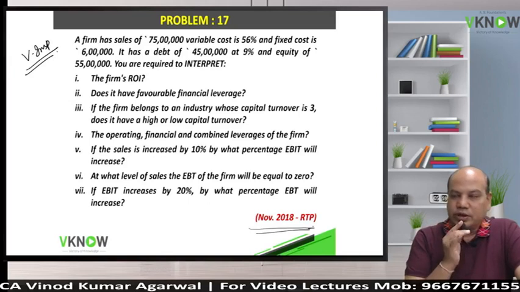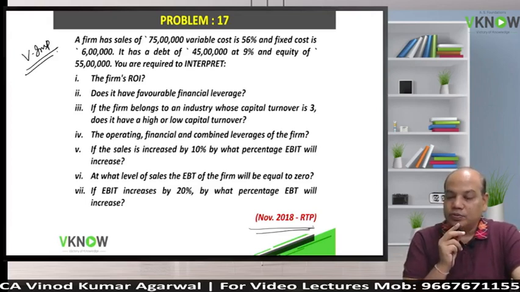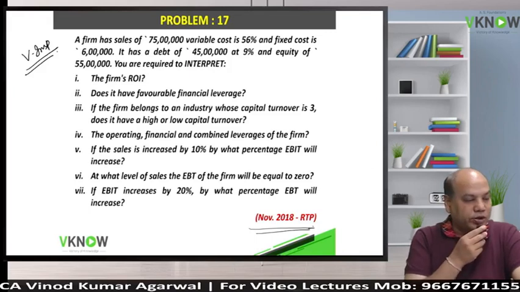Keep question number 17 in front of you from our book. A firm has sales of rupees 75 lakh. Variable cost is 56% and the fixed cost is 6 lakh. So you can find out what is EBIT, what is contribution, etc. It has a debt of rupees 45 lakh at 9% and equity of rupees 55 lakh. You are required to calculate and interpret the firm's return on investment. ROI means return on investment.